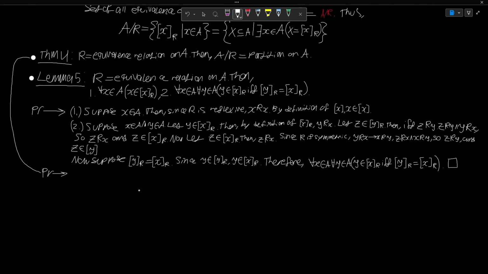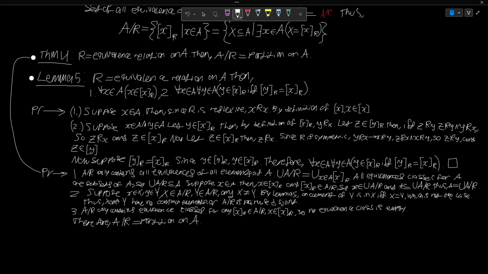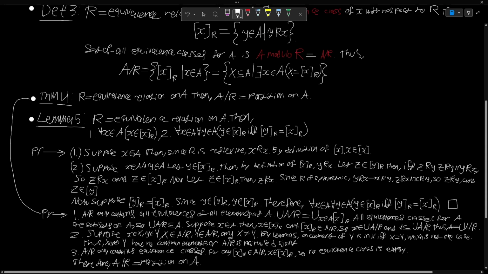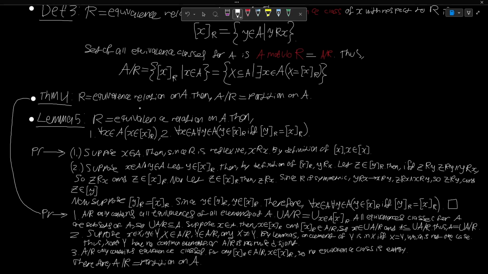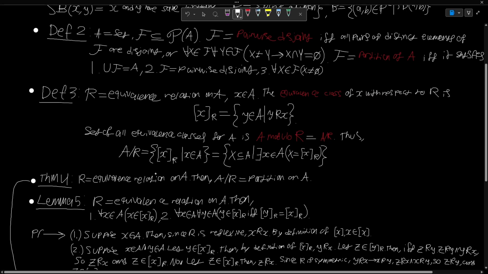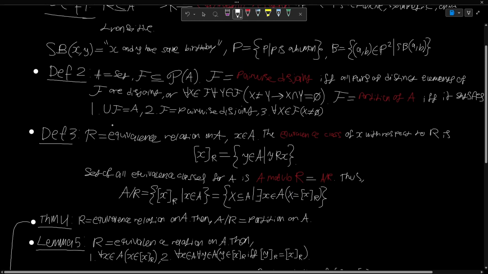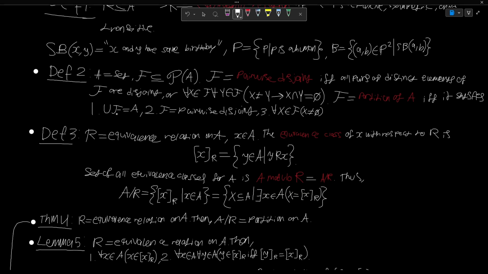So now, since we have this lemma, we can now prove theorem 4. Using this lemma to prove theorem 4, which said that if R is an equivalence relation on A, then A modulo R is a partition on A, we have to show that A modulo R satisfies these three conditions. For the first one, the union of A modulo R is equal to A.